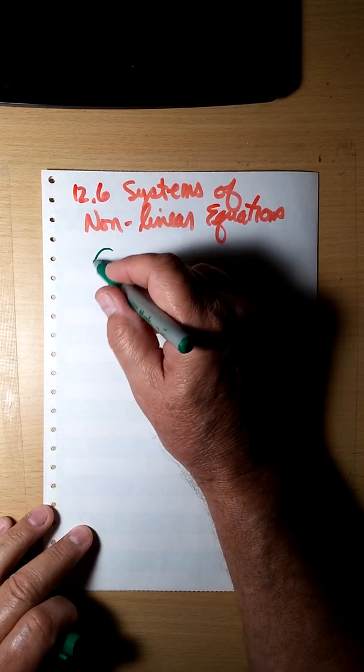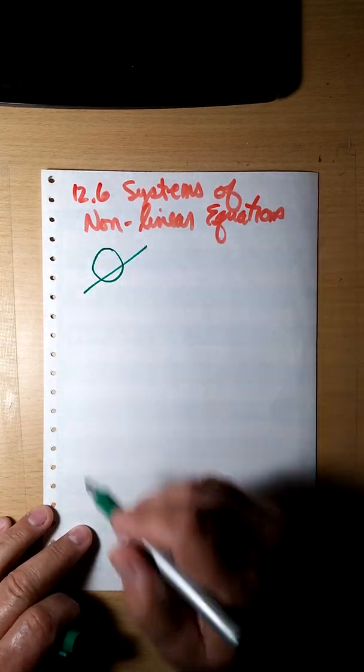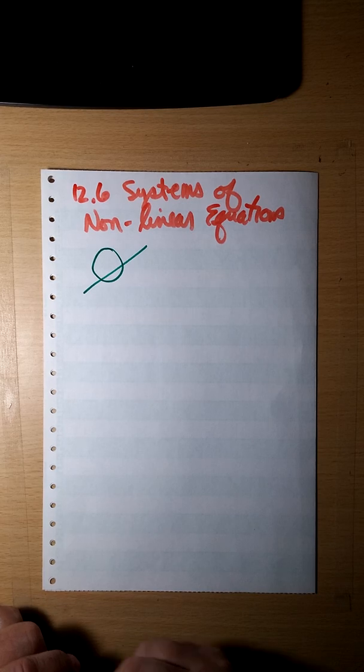Last section in chapter 12, 12.6. Systems of non-linear equations. These are ones that are curves, and therefore they may have more than one point where they cross. For example, if you have a circle and a line, you can have 2 points of intersection.